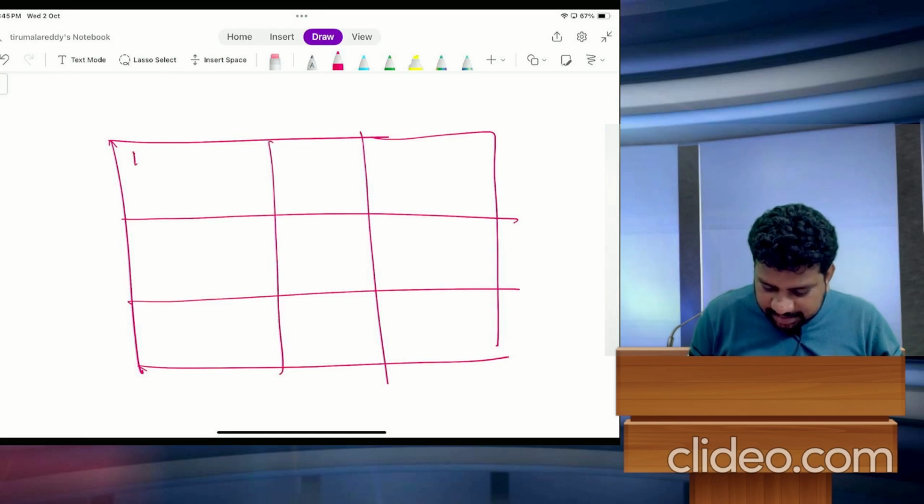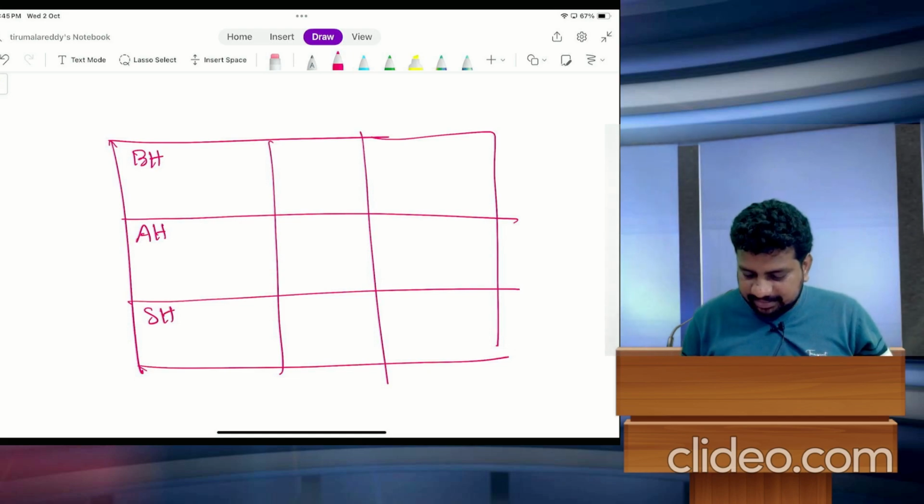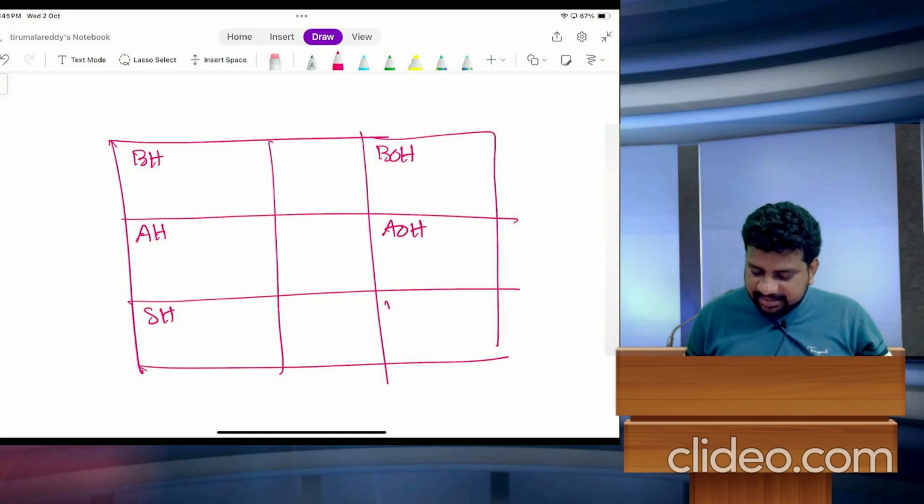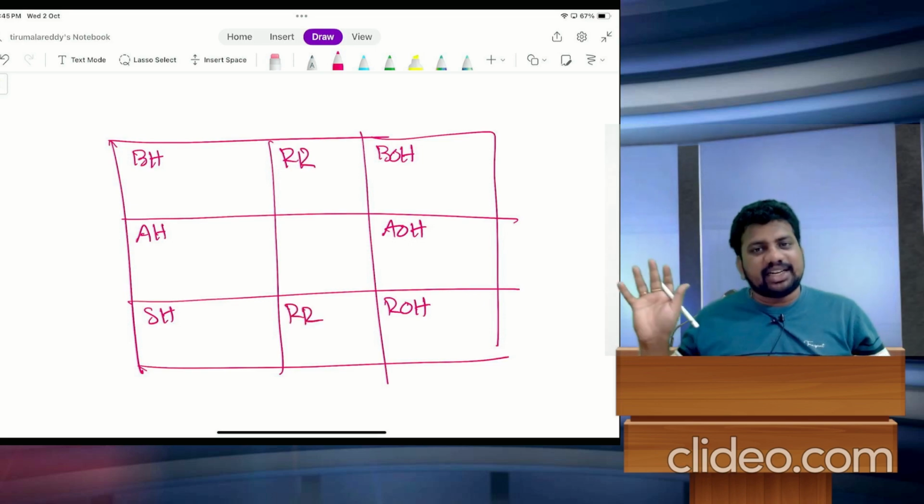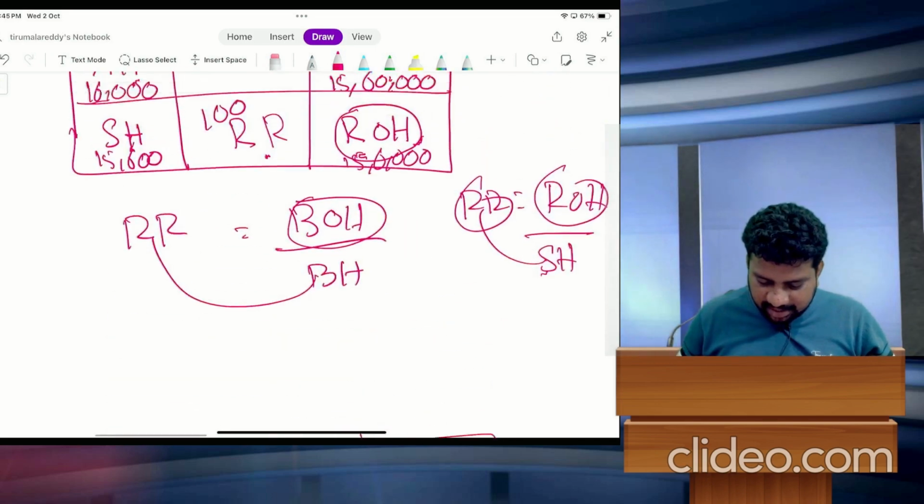Okay. So this is budgeted hours, actual hours, standard hours, budgeted overheads, actual overheads, recovered overheads, RR, RR. That's it. Okay. So let's fill in everything.